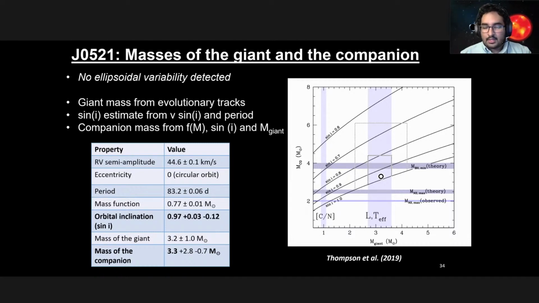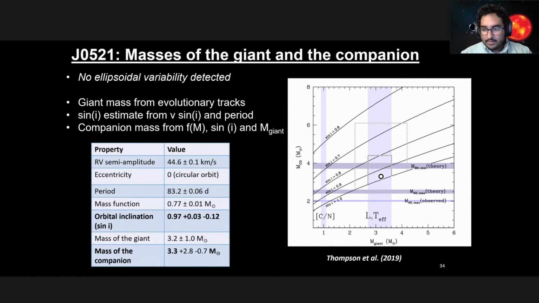To obtain an estimate of the orbital inclination of the binary, we can use the measurement of v sin i from the APOGEE and TRES spectra, along with the true rotational period of the giant, which we know from the photometry as 83 days. We constrain the inclination, sin i, to be about 0.97, which is about 75 degrees. And now we have all the ingredients to calculate the mass of the companion using the binary mass function.